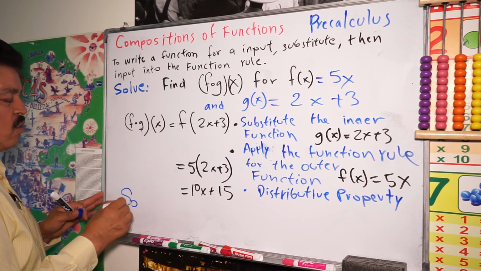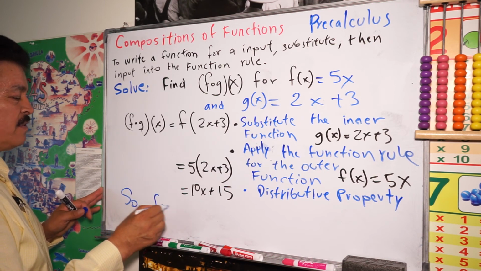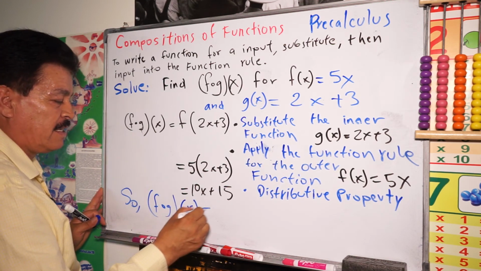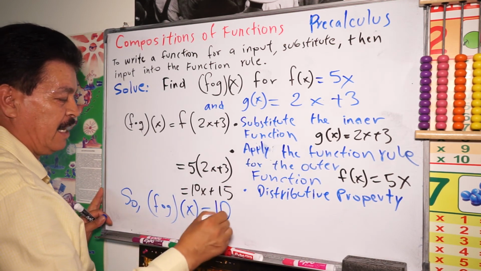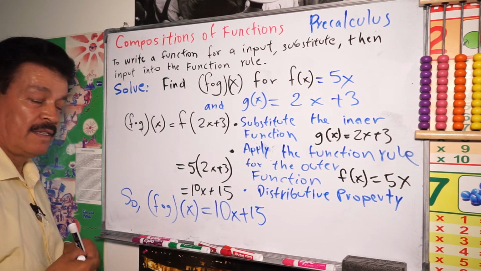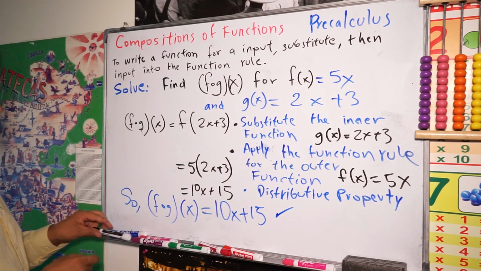Then our conclusion is that f(g(x)) is equal to 10x plus 15. That's it. Simple.